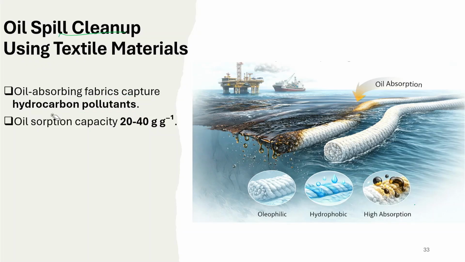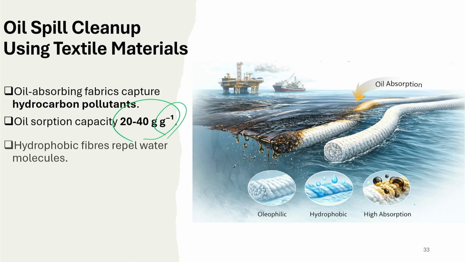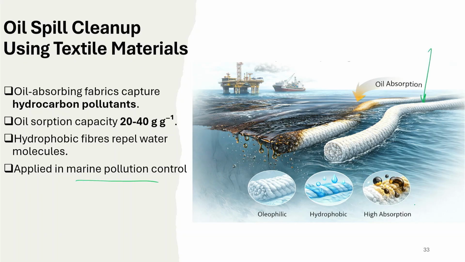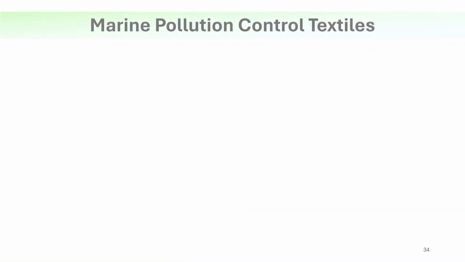Here, oil absorption capacity is typically 20 to 40 gram of oil per gram of textile material. So, hydrophobic fibers repel water molecules, so that oil can get adsorbed on the surface. This is applied in marine pollution control, and these fibers used in this fabric can float on the surface, as light fibers are used.